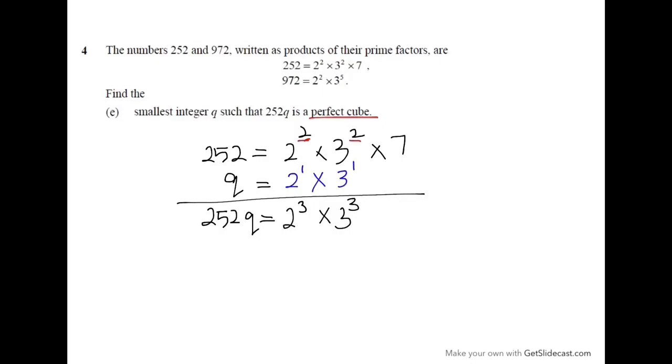We will need to look at the next factor, 7. So we need to try to make it become the factor 7 to the power of 3. That's the nearest one. So what do we need to do? We need to multiply by 7 to the power of 2. Okay, so that this will give me a perfect cube. So what is the number q that I have multiplied? Which is 2 times 3 times 7 squared. That will give me the number 294.